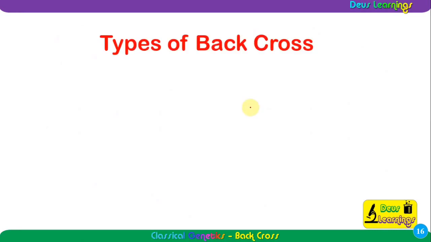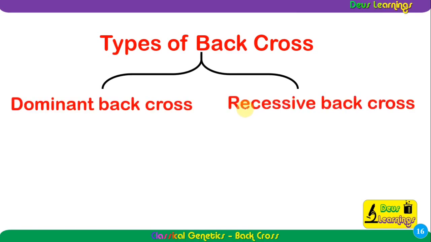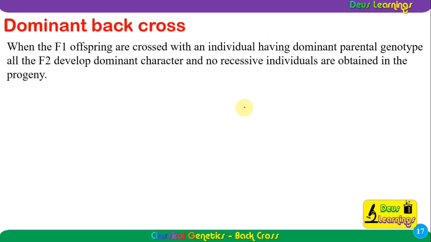Let's see the types of back cross. Back cross is generally of two types: one is dominant back cross, the other is recessive back cross. In dominant back cross, the F1 generation is crossed with an individual having the dominant parental genotype. All the F2 generation will show the dominant character and no recessive individuals are obtained in the progeny. Let's check whether that happens.